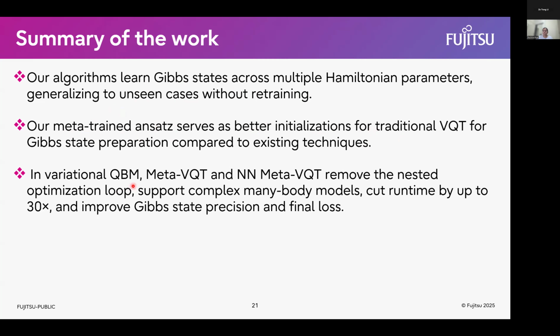And in variational QBM, incorporating the meta VQT or NN meta VQT removes the requirement of a nested optimization loop. It supports complex many-body models across different phase transitions or finite temperature crossovers. And we observe a runtime cut by up to 30 times, as well as more accurate Gibbs state preparation.